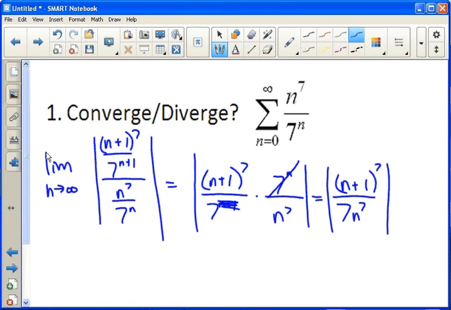The powers are the same. We have n to the 7th and n to the 7th. So we just use the coefficients, which would be 1 over 7. And the rule for the ratio test is that if your answer is less than 1, it converges.